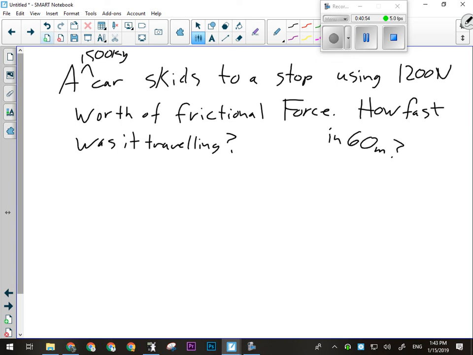Okay, you use 1200 newtons of frictional force when you skid to a stop or you run out of gas and coast to a stop. What's stopping you is friction. Okay, friction is the only force acting on you unless you're going uphill. Okay, this is a level road, right?